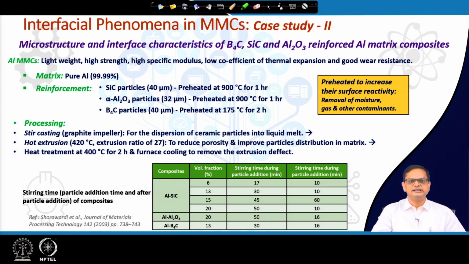So, ultimately this has been made by stir casting, and then after stir casting it has been hot extruded. All these three composite materials have been made by stir casting and then hot extruded. Now, why do you need hot extrusion?